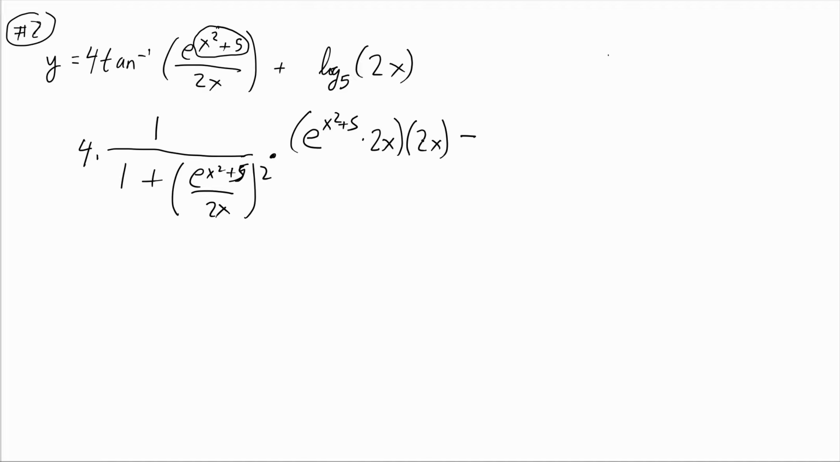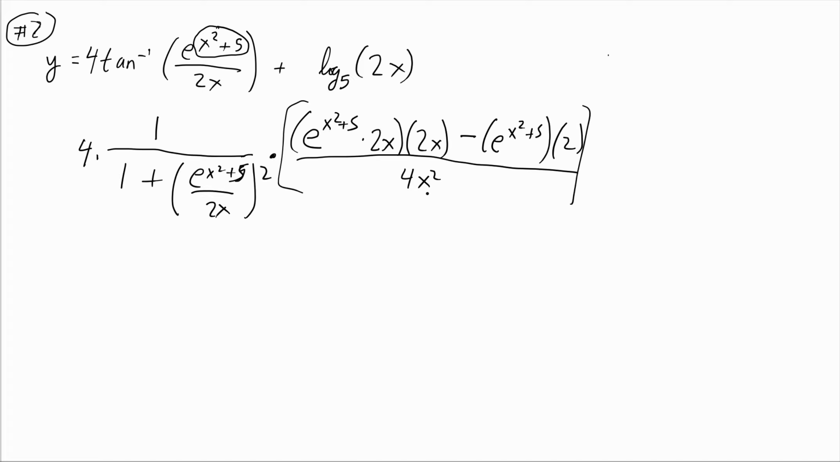Okay, so that's the derivative of the top times the bottom, but then we subtract off the top, the quantity x squared plus 5, times the derivative of the bottom. The derivative of the bottom is just 2, okay? And all of that is over the denominator squared, 2x quantity squared, which is just 4x squared. Woof! So that's the derivative.